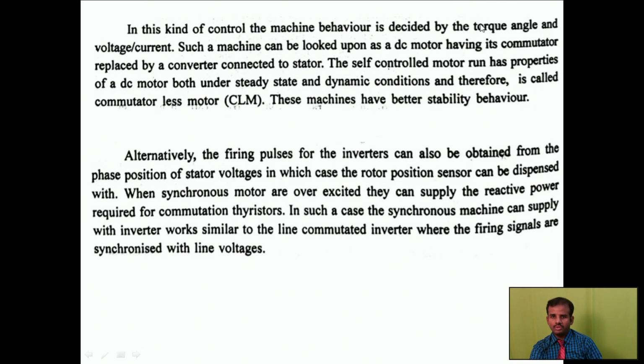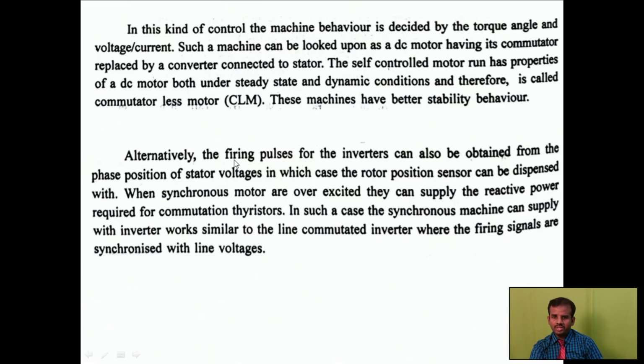In a DC motor there is a commutator, but in this synchronous motor drive it is replaced by a converter connected to the stator. So it has controlled characteristics in steady state and dynamic conditions. This motor is also called a commutatorless motor. These machines have better stability behavior, a better steady state response and a better dynamic response.